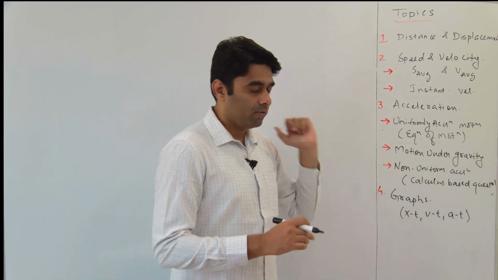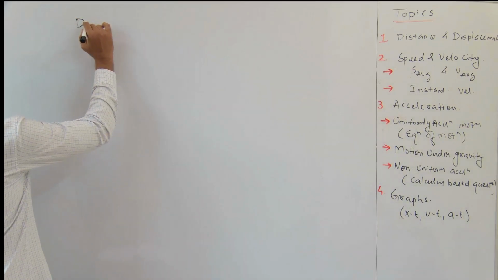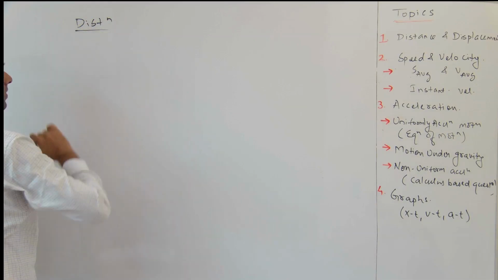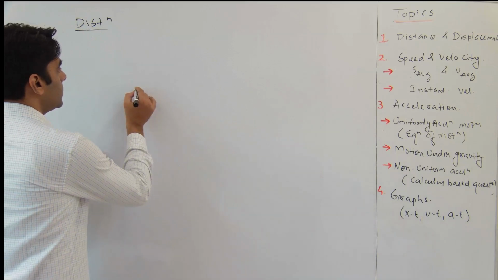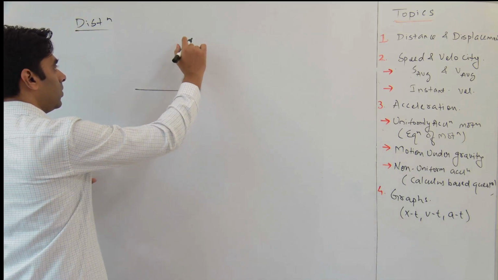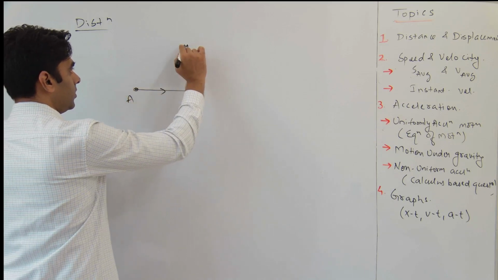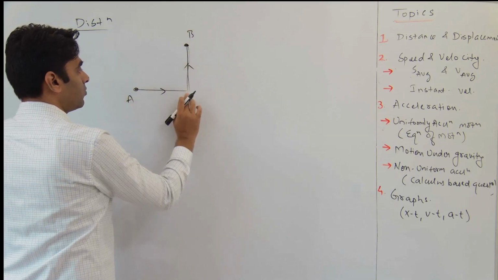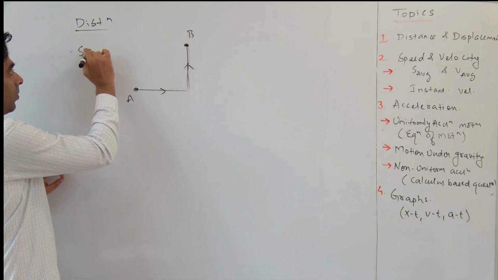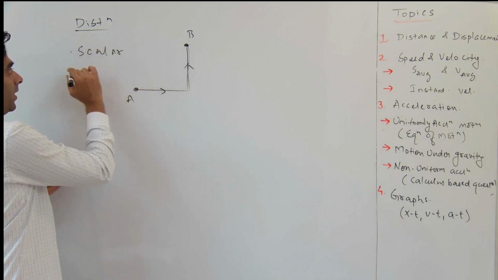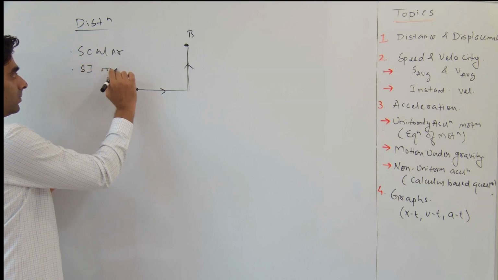The first topic is distance and displacement. If we talk about distance, all of us understand that distance is basically the length of the actual path traveled by a body, right? Let's say it starts from A and reaches B. The length of the actual path is your distance. It is a scalar quantity, that means it only has magnitude, and its SI unit is meter.